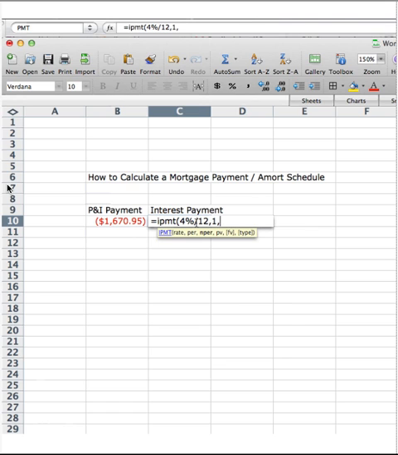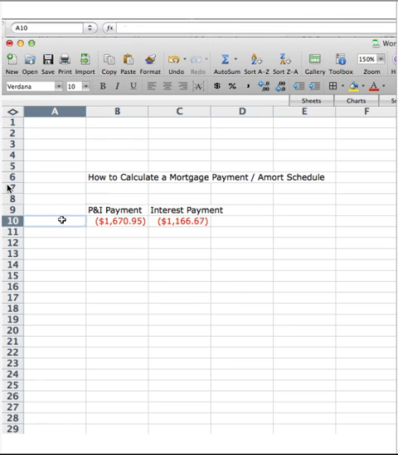Again, comma, number of periods. You see how it's prompting me. There's 360 periods at a 30-year fixed loan. Present value is $350,000, and we want that future loan amount to be 0, close bracket. Well, how much should I pay in interest in period 1? I'm going to put period here. $1,166.